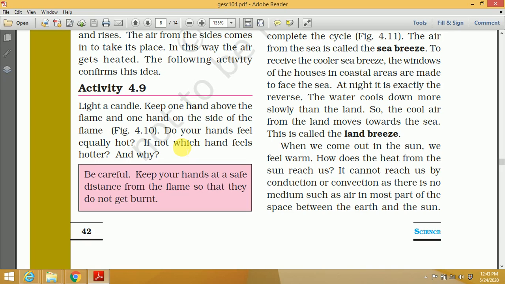You can keep one hand at one side of the flame and the other hand just above the flame at some height, and you will see the hand which is just above the flame will feel hot. Why? Because the air after getting heated up will rise in the upward direction. So that is why you will feel that hot air, and the hand which is at one side of the flame will not feel hotter, because hot air will always go in the upward direction.